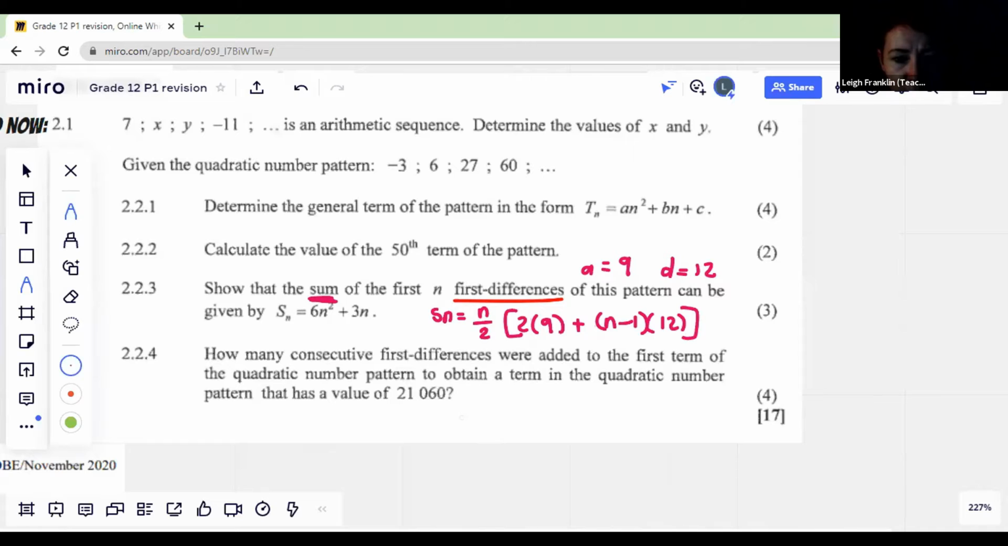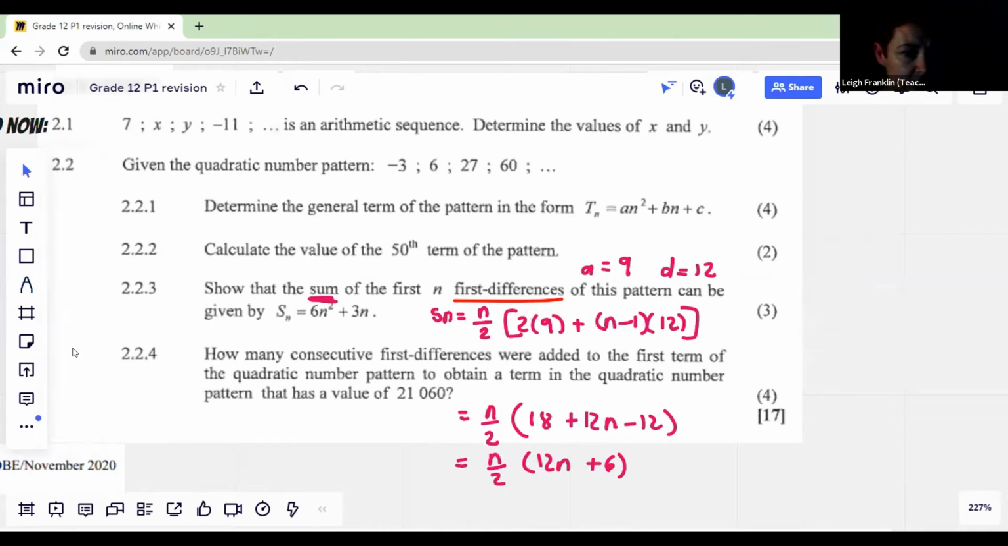Okay, so the first thing that you would do, Matrix, is inside the brackets, you've got 18 plus 12n minus 12. So that leaves us with n over 2. 18 minus 12 is 6. So this is 12n plus 6. Okay, and now we're going to multiply n over 2 with 12n. That's where the 6n squared comes from.